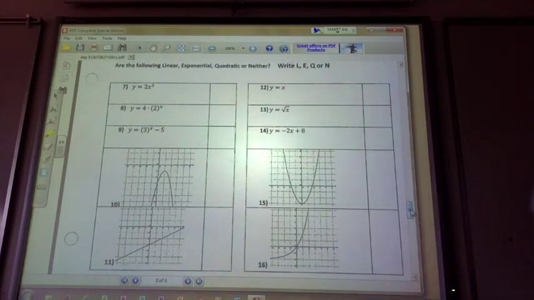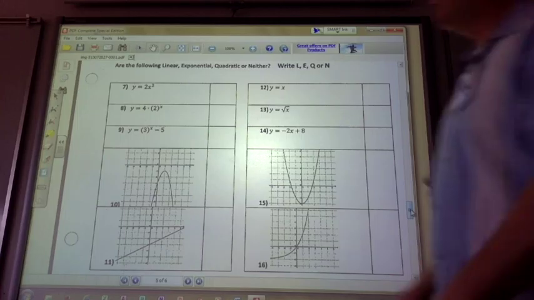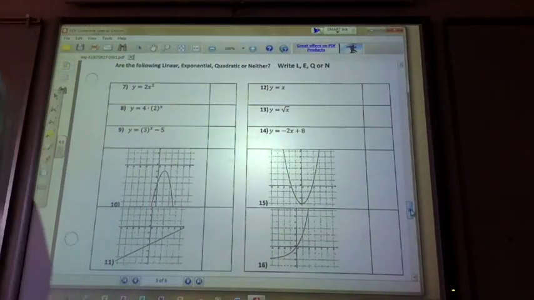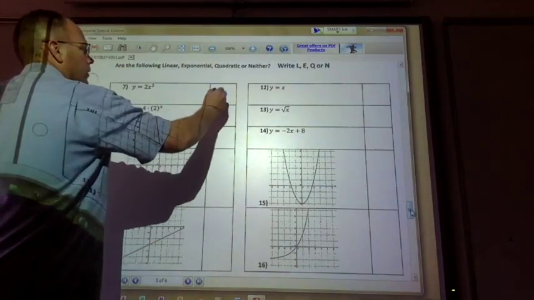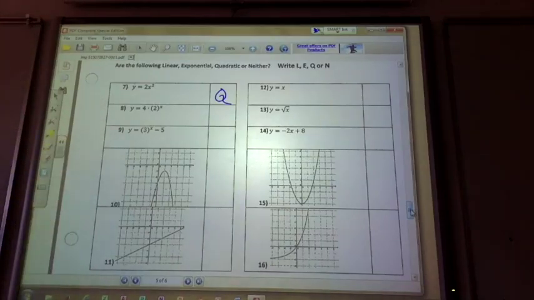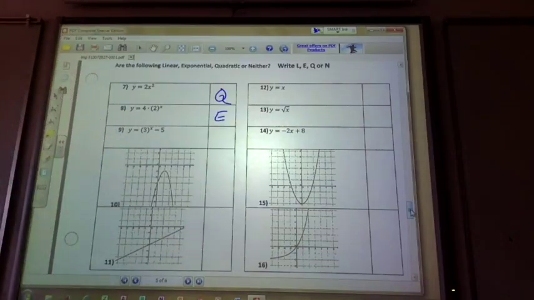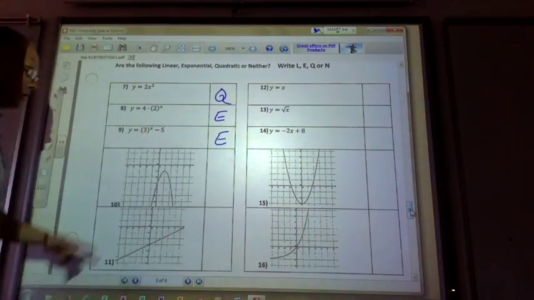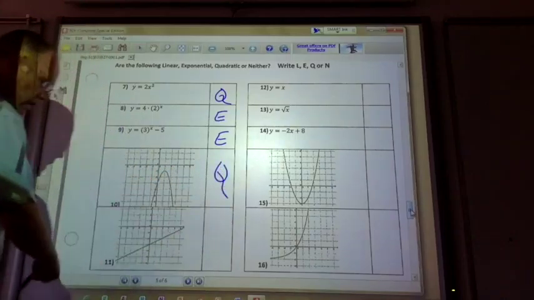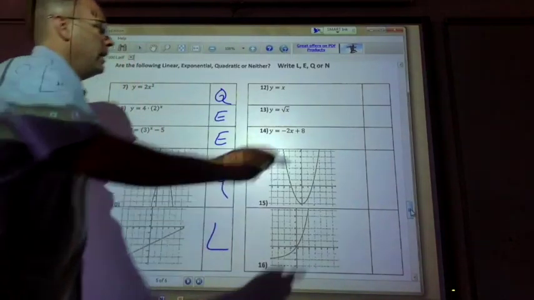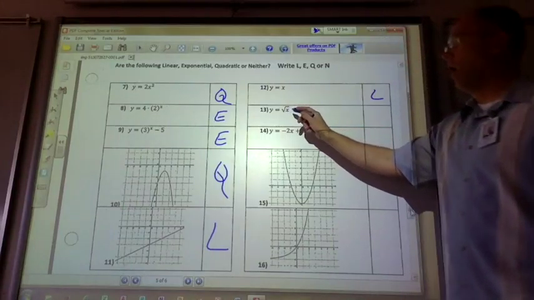All right. Are the following linear, exponential, quadratic, or neither? 2x squared. What is it? Quadratic, good. Next one, 2 raised to the x. When the x is raised, that becomes exponential. Exponential again. Quadratic. Linear. Cool. Linear again.